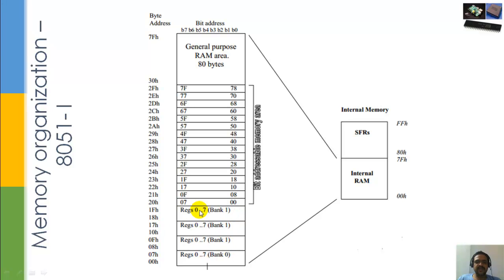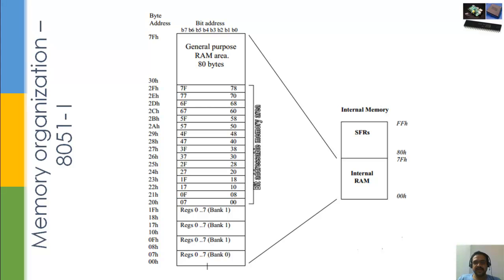So you can shift between the banks, transfer the data, and still work on these registers. So totally 8 general purpose registers per bank, and you have such 4 banks. So how do you change banks?